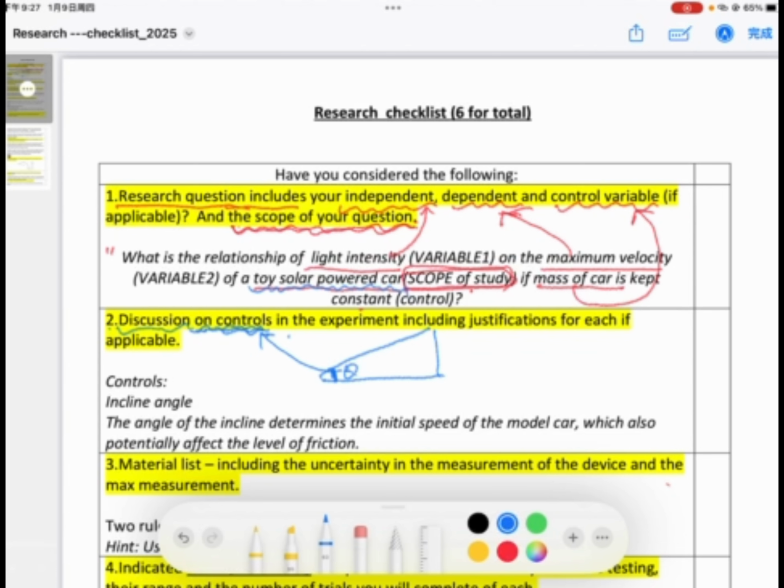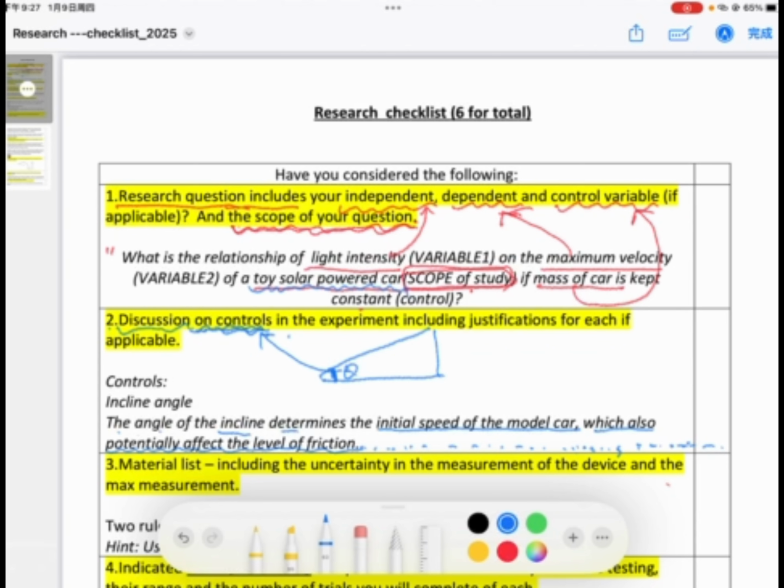So here is an example. The angle of the incline determines the initial speed of the car, which also potentially affects the level of friction, and that's why I need to control the angle of the incline, and then what did I use, and so on. Okay, so here you state the strategy, the reason why you wanted to keep it unchanged, and the steps that you use.